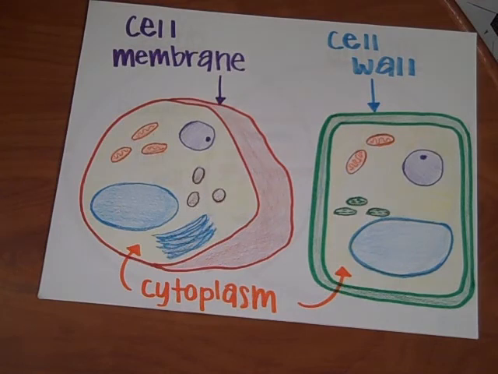The cytoplasm is the gel-like part of the cell that holds all the organelles outside the nucleus. Every cell is surrounded by a cell membrane which controls what enters and leaves the cell. Plant cells have cell walls around the membranes which provide support and protection for the cell.